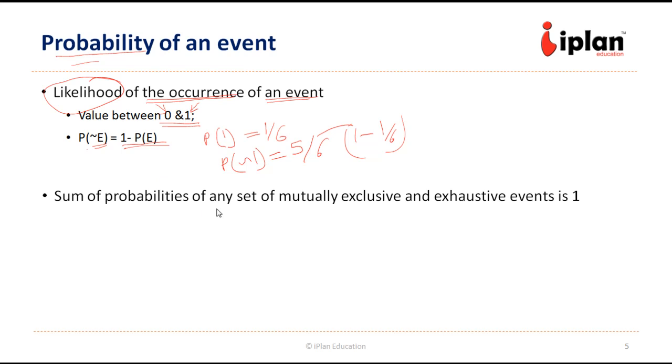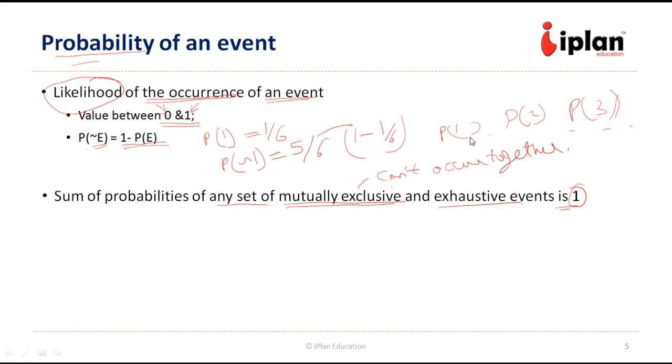Now sum of the probabilities of any set of mutually exclusive and exhaustive event is going to be 1. So let us see what are mutually exclusive event. These are the events which cannot occur together. For example, in this case, either 1 can occur, or 2 can occur, or 3 can occur, and so on. But any of the two numbers cannot come simultaneously. So these are mutually exclusive events. And exhaustive events cover all the possibilities.